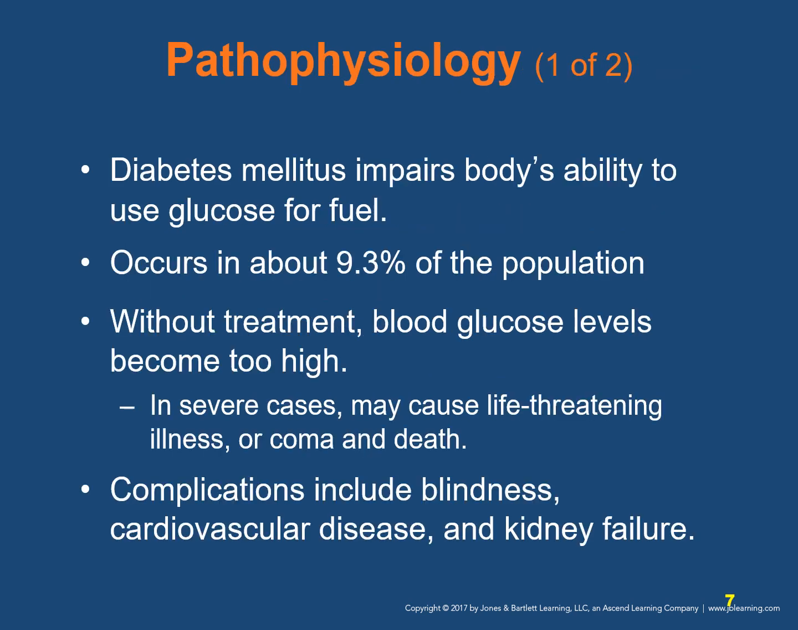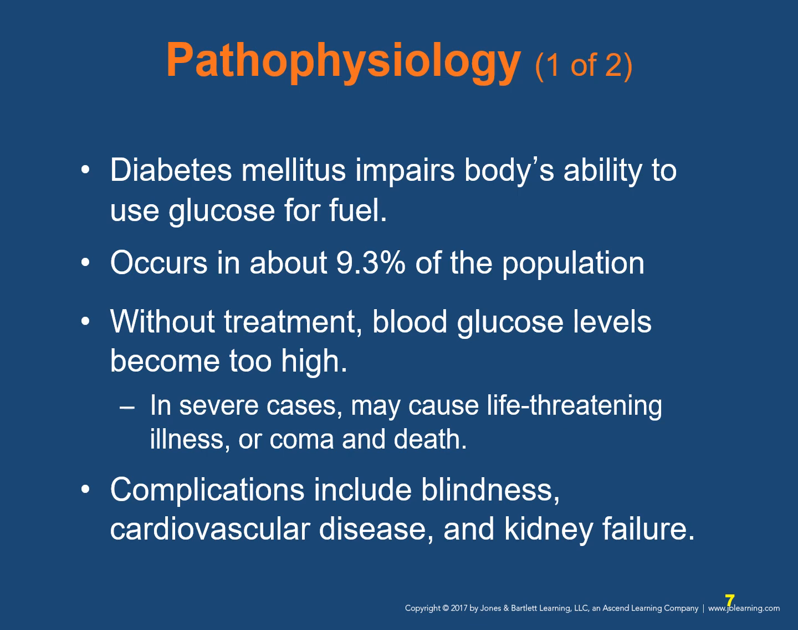Now, the pathophysiology is what we're going to discuss next. Diabetes is a disorder of glucose metabolism such that the body has an impaired ability to get glucose into the cells to be used for energy. It affects about 9.3% of the population.